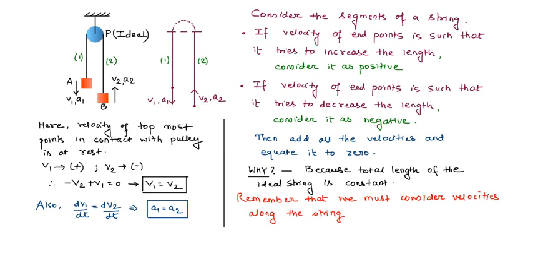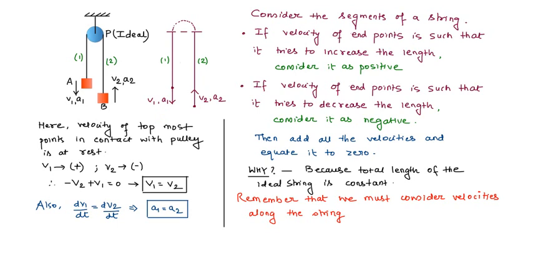Here you can just follow my lead. If you are looking at this bottommost point which is connected to block A, it is moving downward with a velocity v1. So this point has a velocity such that it tries to increase the length of segment 1, so I will consider velocity v1 to be positive. And if you look at this point which is connected to block B, it is moving upward with a velocity v2 and it is trying to decrease the length of segment 2, so I will consider velocity v2 to be negative.